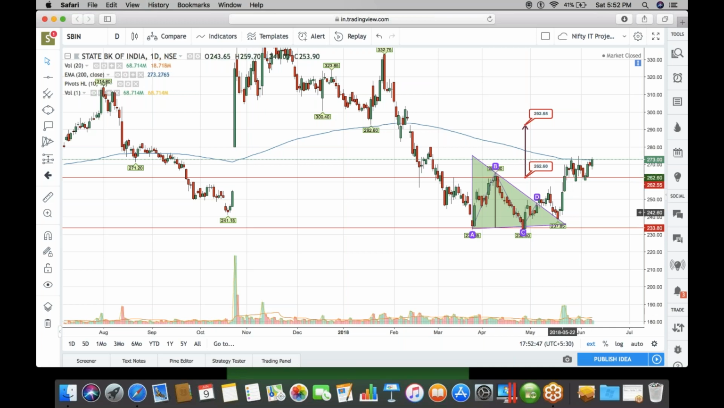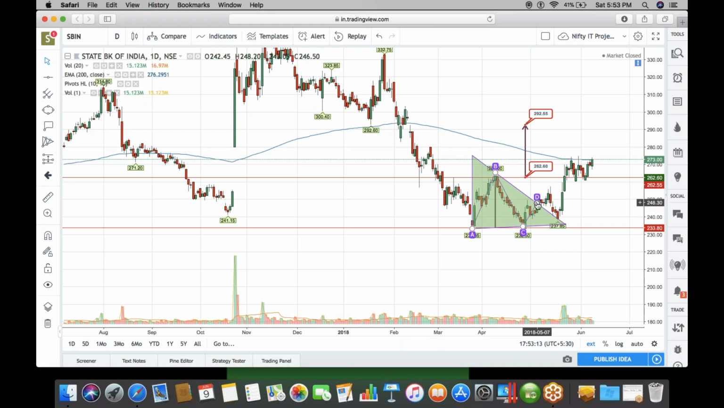Okay. Now one point is very important. What is the failure rate of the breakout? There's something called a 5% failure rate in a triangle breakout. Prices break out, and then they retrace back. Means they go up 5% and then they retrace back.